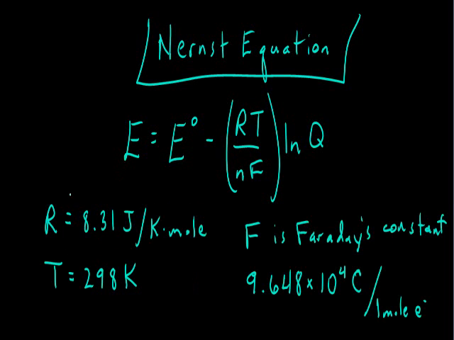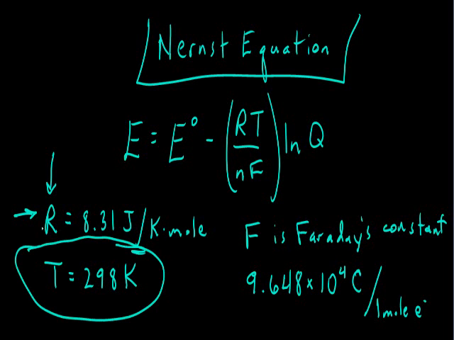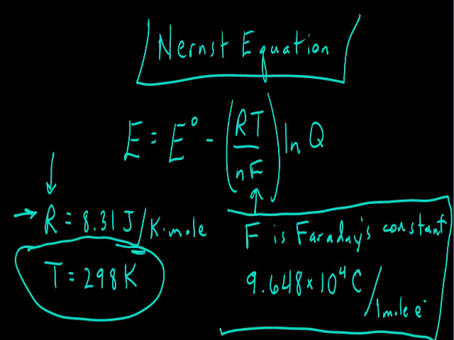In the Nernst equation, the value for R is our gas constant utilizing energy units, so it's 8.31 joules per Kelvin mole. If we run at 25 degrees Celsius, our temperature is going to be 298 Kelvin. The value of F in the Nernst equation represents something known as Faraday's constant. Faraday's constant is the charge which is measured in coulombs on 1 mole of electrons. Faraday's constant is 9.648 times 10 to the 4th coulombs per mole of electrons.